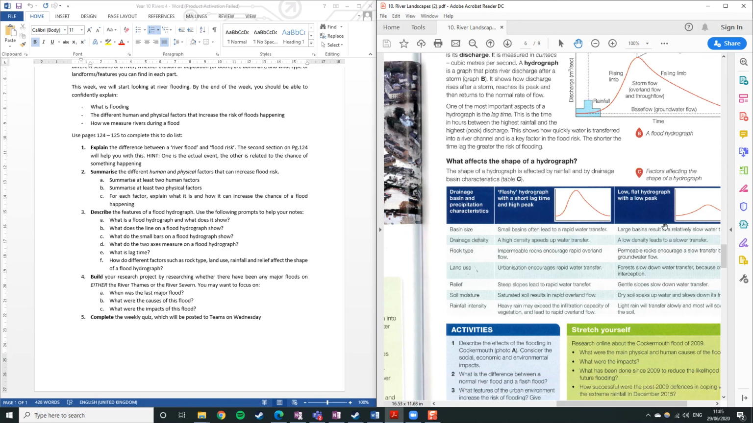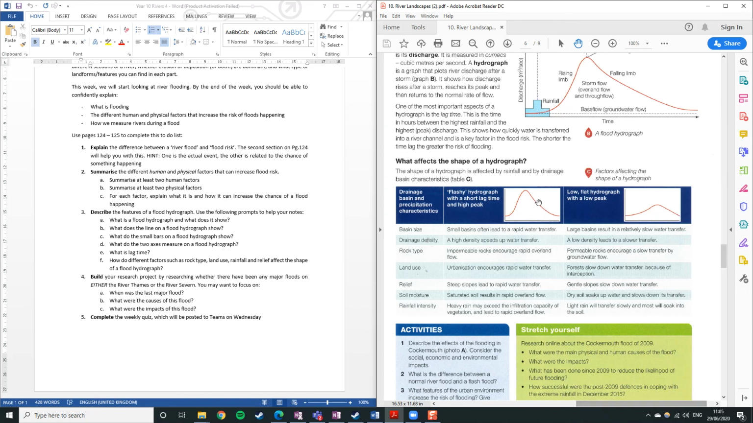I would like you to look at these two flood hydrographs. And I can see that the red line in these two looks very different. Here it goes up very quickly. Here it goes up more slowly. And I would like you to pick some of these factors and explain, how does land use or soil or rainfall affect the shape of a flood hydrograph.